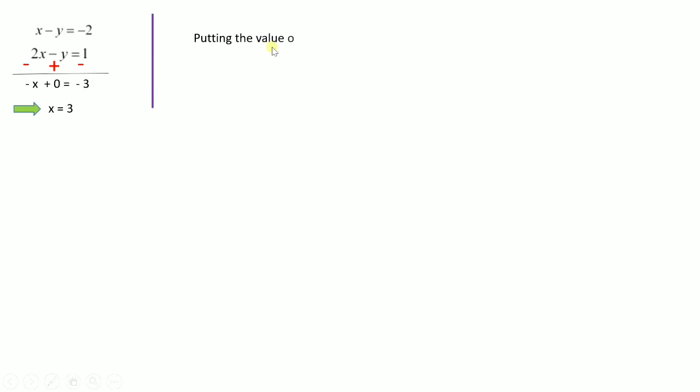Putting the value of x in equation 1, we get 3 minus y equals minus 2, because the value of x is 3. So y will go to that side, minus 2 will come to this side, 3 plus 2 is 5, and y is equal to 5. So that's all, x is equal to 3 and y is equal to 5. Hence the fraction is 3 upon 5.